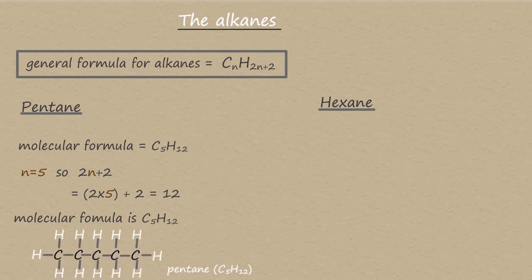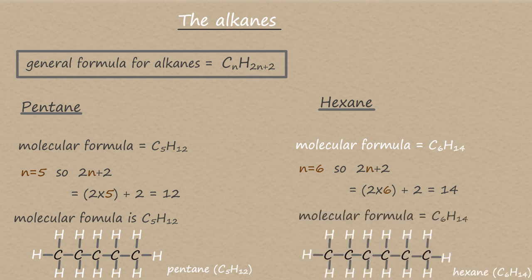And for hexane, which has 6 carbon atoms, n will equal 6. So the number of hydrogens will be 2 times 6 plus 2, which equals 14. So hexane has the molecular formula C6H14.